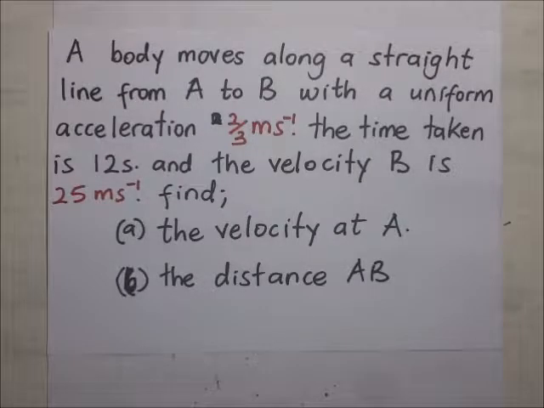Now that we finished deriving the equations of constant acceleration, we'll go ahead and do some mock examples. Right here we have a question: a body moves along a straight line from A to B with a uniform acceleration of 2/3 meters per second. So we are going to start straight away with summarizing this question.